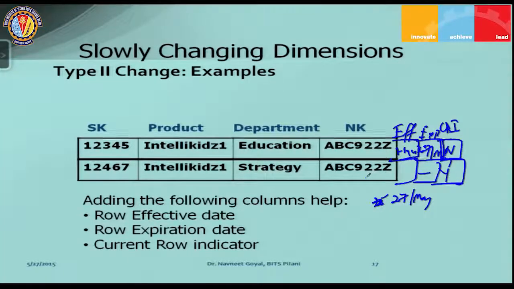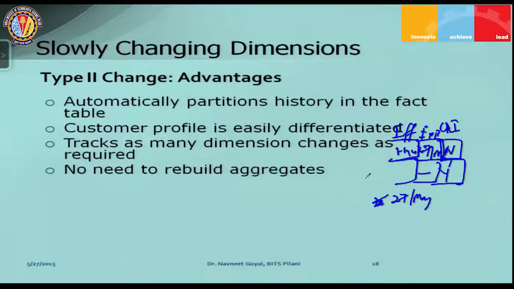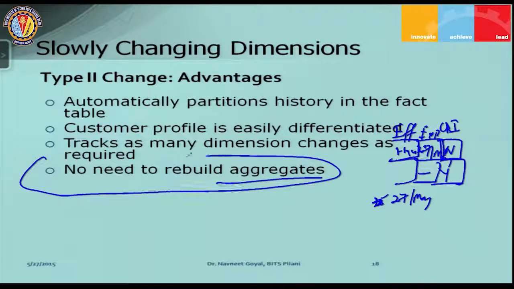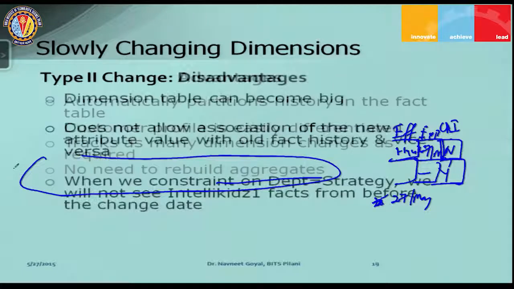So these dates help you in many ways. Advantages of type 2: it automatically partitions history in the fact table that I showed you earlier, and the customer profile is easily differentiated if I am talking about the customer dimension, and you can track as many changes as possible, and there's no need to build aggregates because the fact table is already partitioned, right? So again, we'll come back to this when we talk about aggregates in module number 7.